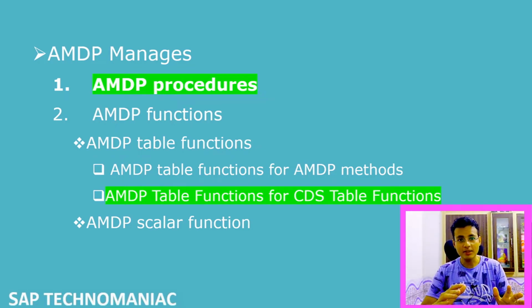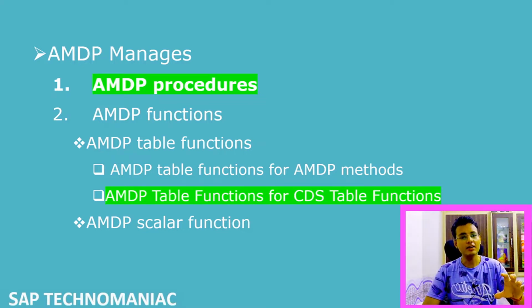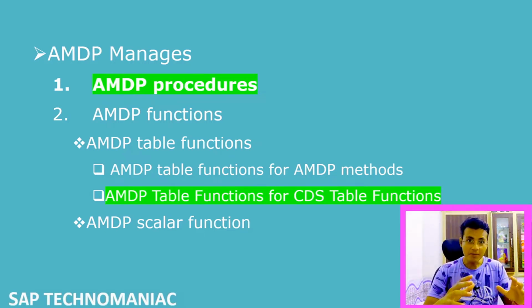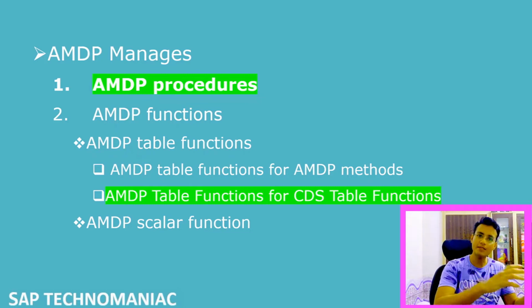Till now we discussed the AMDP procedures and the AMDP table functions which we created for the CDS table functions. But we know, as I already explained in my previous video, the AMDP framework manages the database procedures and the database functions from the ABAP itself. So an AMDP procedure manages the database procedure, but AMDP functions manage the database functions.